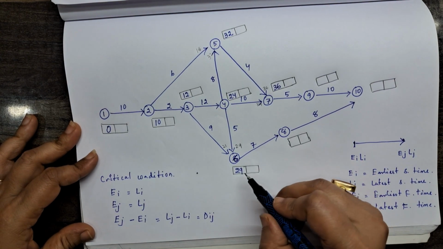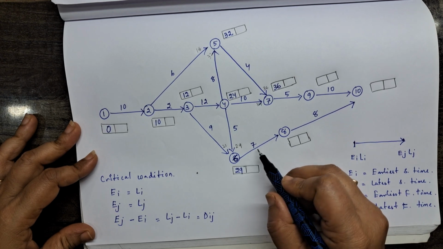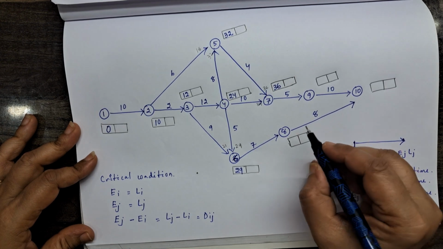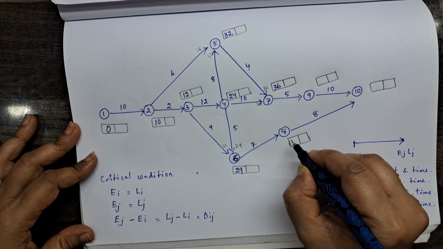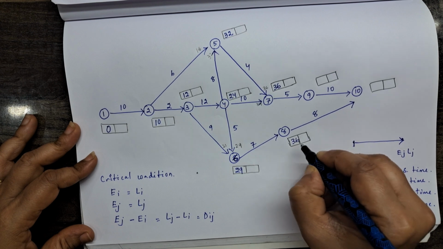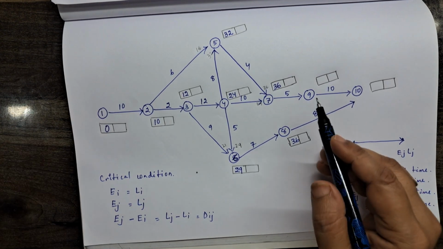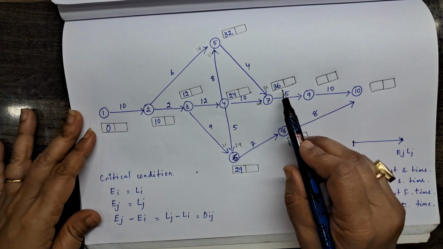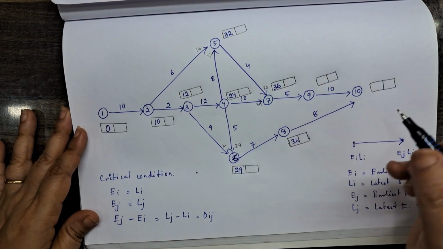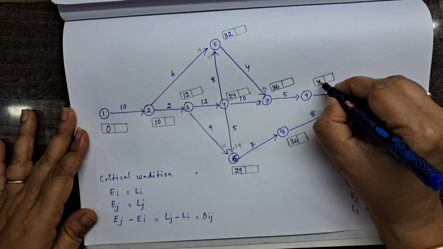Again in this case, 29 plus 7 is 36. So we are writing 36 here. Again, 36 plus 5 is 41.